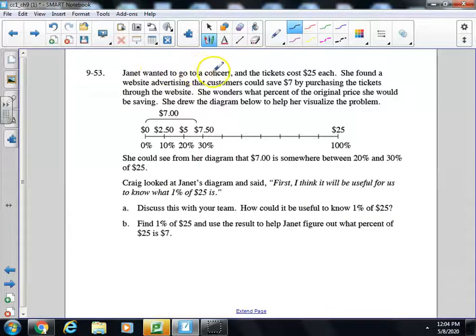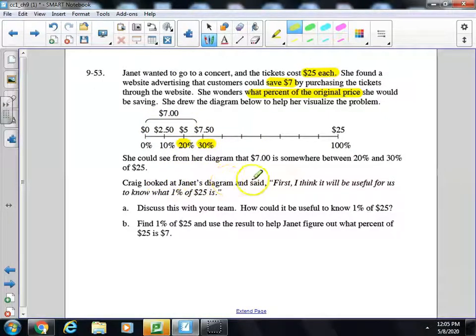Janet wanted to go to a concert, and the tickets cost $25 each. She found a website advertising that customers could save $7 by purchasing the tickets through the website. She wonders what percent of the original price she would be saving. She drew the diagram below to help her visualize the problem. Again, this is the percent ruler Ms. Lanzo was showing you. 0% means we paid $0. 100% meant we paid $25. She could see from her diagram that $7 is somewhere between 20 and 30%.